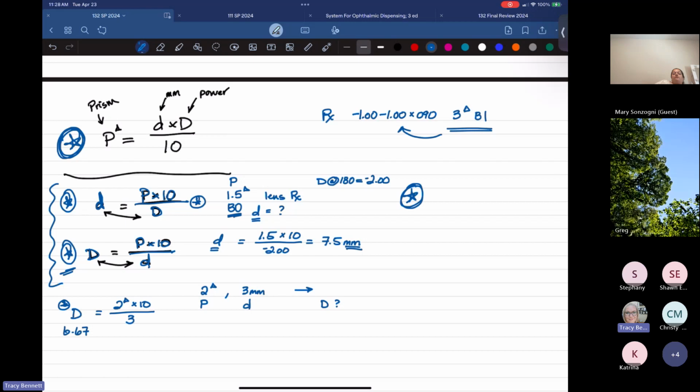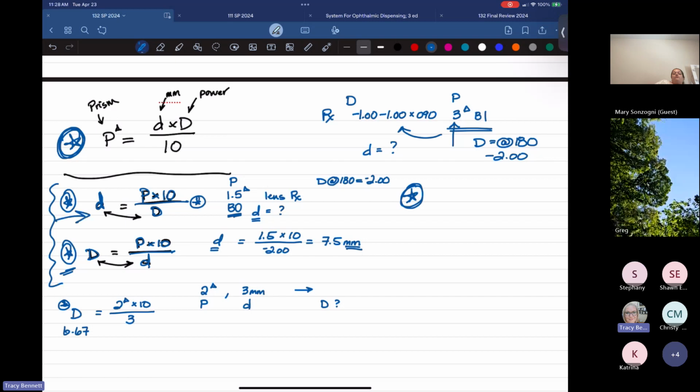So in this case, you're given what? You've got the dioptric power and you're given the prism. So what am I asking you to solve for? Little d, right? Because I want to know how much we have to move that lens in order to create 3 diopters of base in prism. We're at base in, so I want to know what my power is at 180, which we found out was -2. And so then I would need to use this formula right there to figure that one out.